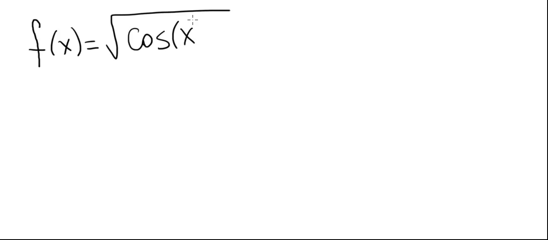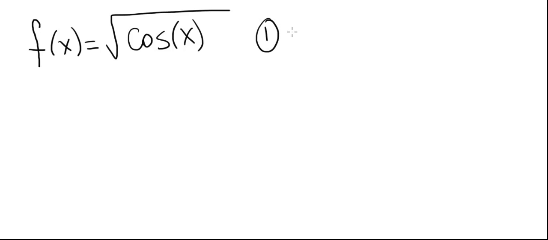We're going to use the definition of the derivative to differentiate f of x equal to the square root of cosine of x. Now this was done in an earlier video. We'll do this again here using a different technique, namely a different trig identity. Here are the results we'll need.